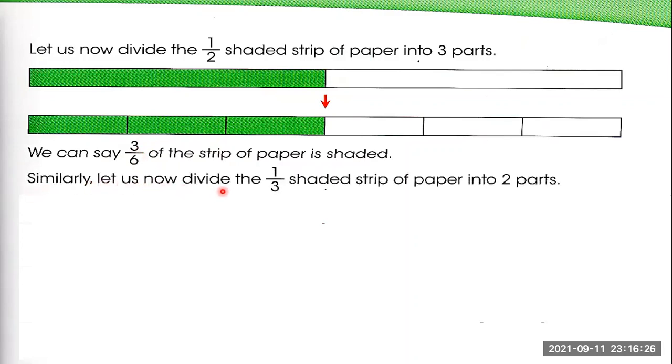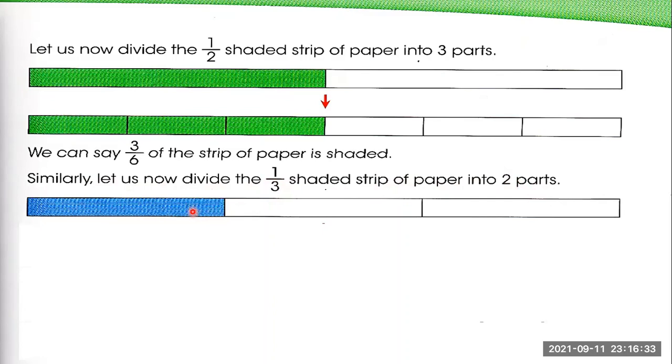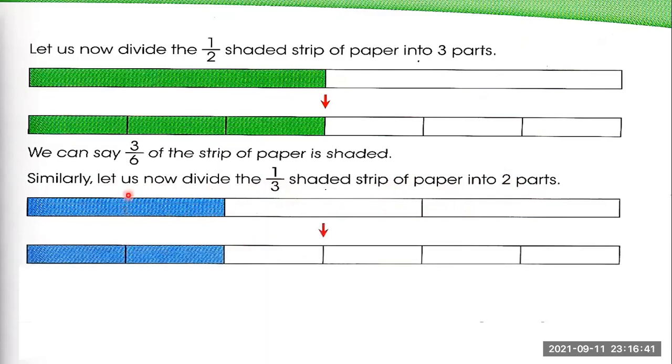Similarly, let us now divide the 1/3 shaded strip of paper into 2 parts. So we have here blue and 2 white parts. The blue part, we are going to divide it by 2. The white part over here divided by 2, and another white part divided by 2. Here we have 1, 2, 3, 4, 5, 6. 6 parts, which is the same as our first example.